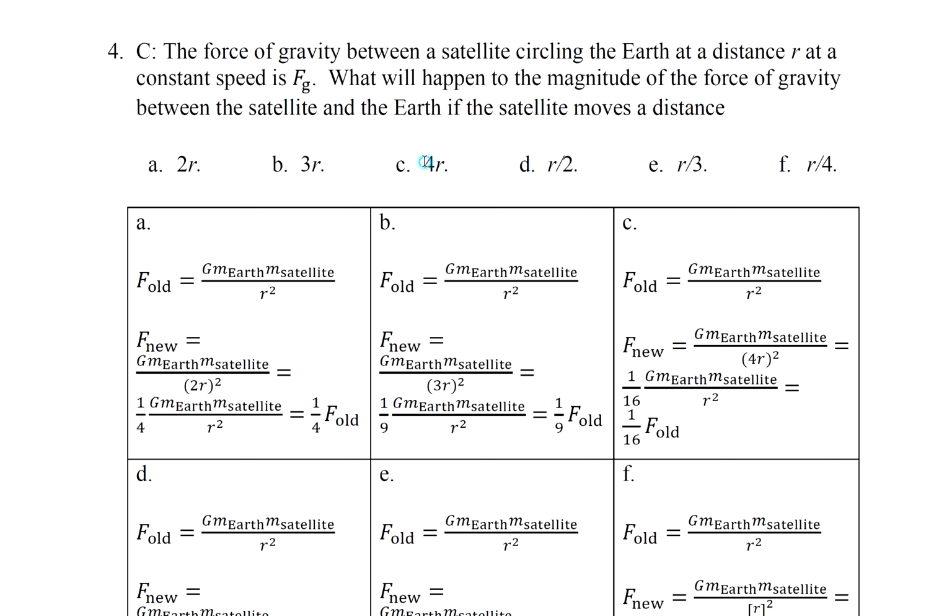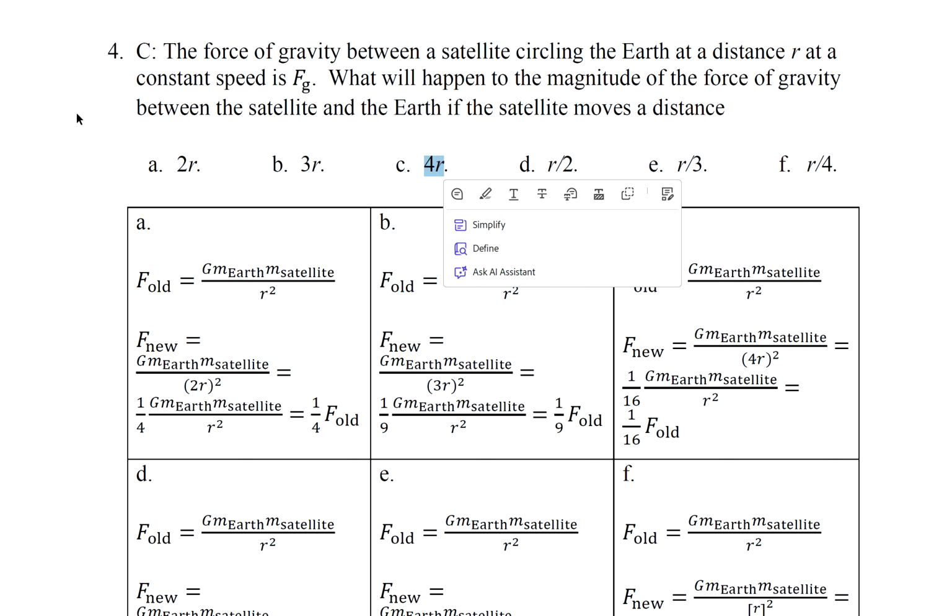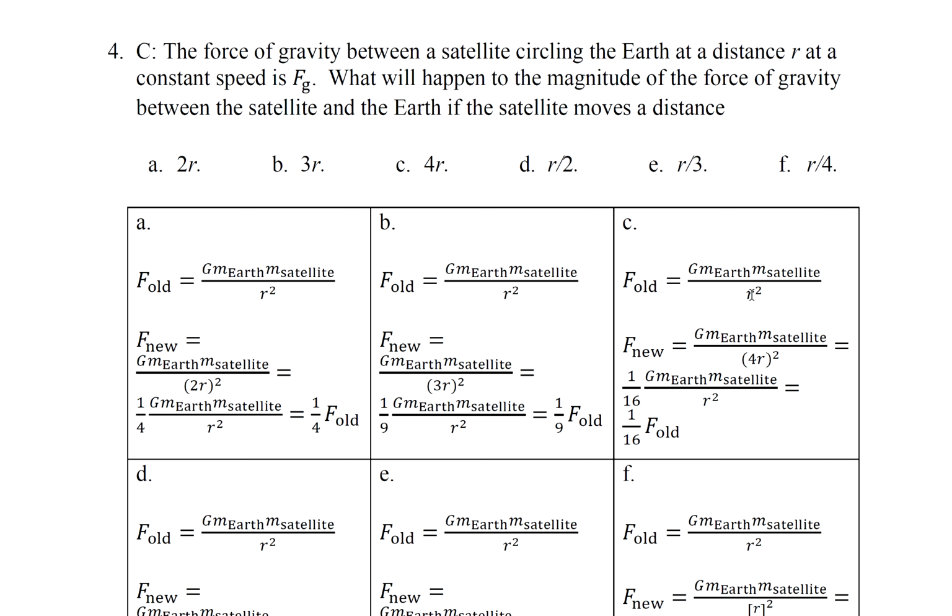And what if the distance of the satellite to Earth goes from a distance r from the center of the Earth to a distance 4r? Well, r in the denominator becomes 4r. You square 4r, you get 16r squared.